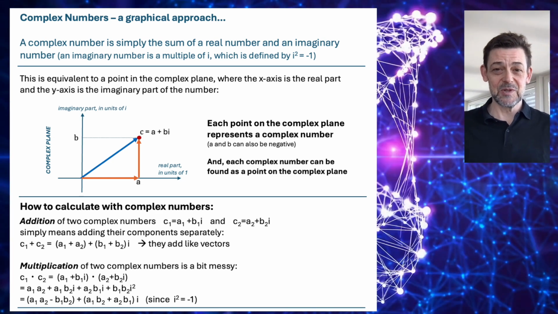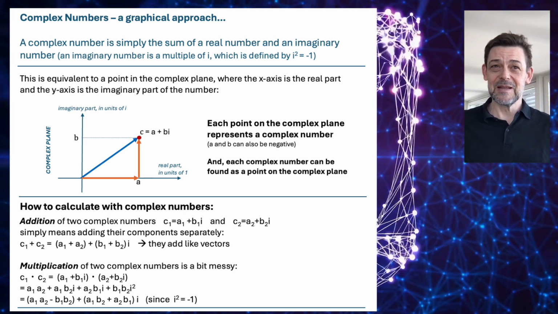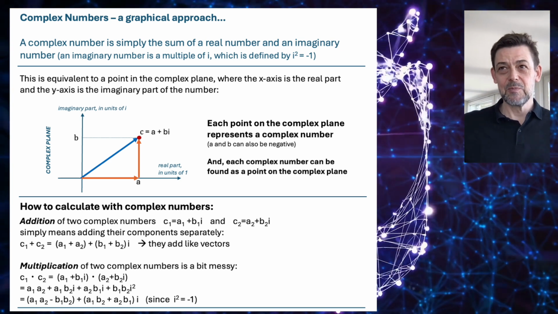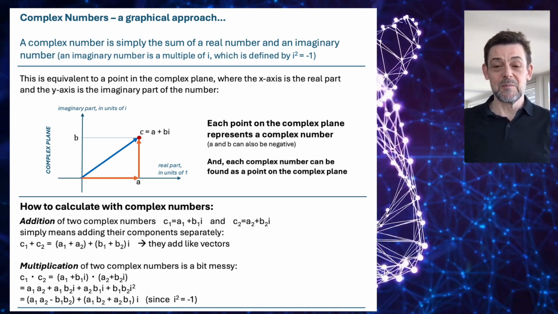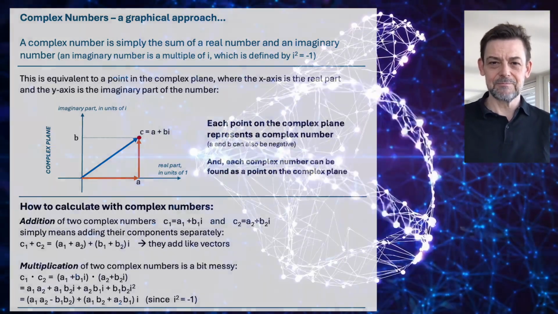We can calculate with complex numbers. Addition is straightforward. Add the real parts and the imaginary parts separately. It's like adding vectors on a two-dimensional plane. Multiplication involves multiplying terms like polynomials, with i squared switching signs since i squared equals -1.